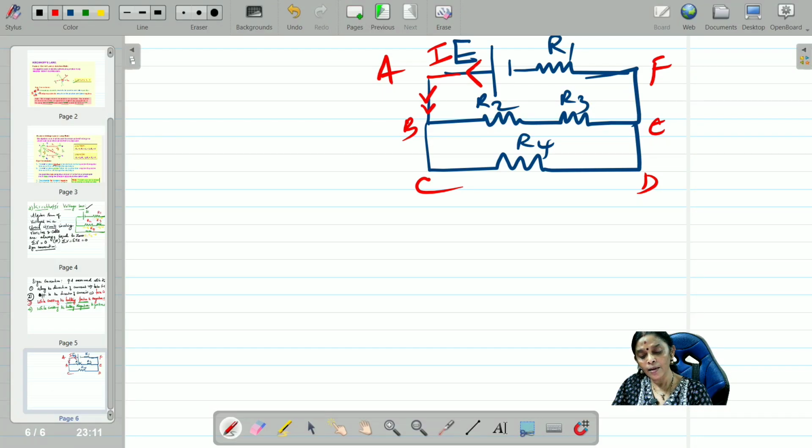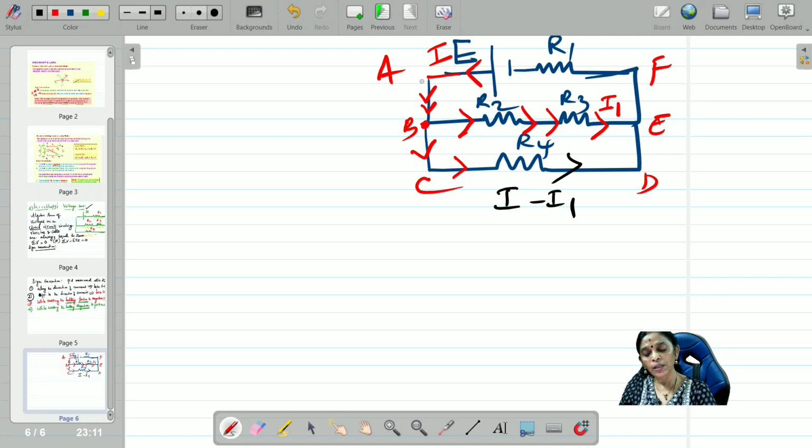This current I splits. Some of the current will go from B to E. So, some of the current is going from B to E. That current is called I1. What is the remaining current? The remaining current is called I minus I1, because I is the current which is coming in. At this point B, it splits into I1 and I minus I1. That is all, children. Very simple. I minus I1 is coming here, I1 is coming here.